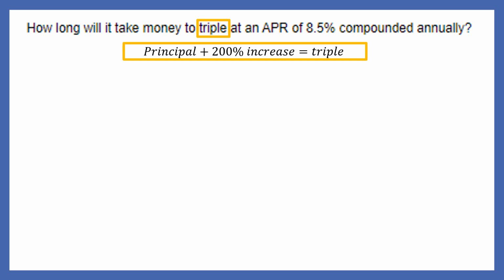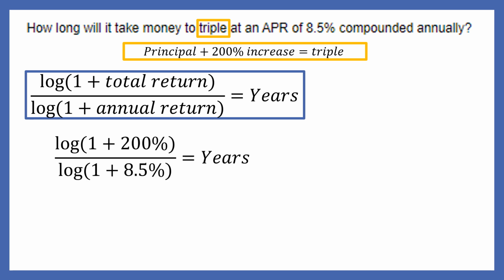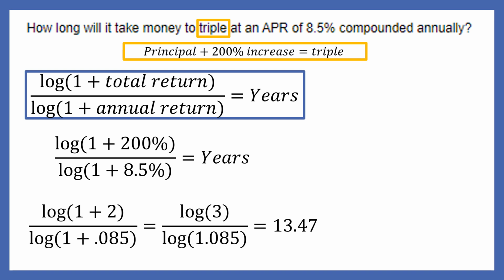So, with that being the case, I want to teach you a formula. And that's the log of 1 plus the total return over the log of 1 plus the annual return. If we do that, it'll give us the number of years it'll take. I'm going to go ahead and take this into consideration for this problem. The total return being 200%, so we have log of 1 plus 200%, and the annual return, the APR, being 8.5%. We're going to convert both of those to decimals. Well, 200% ends up being 2.0, so if we do 1 plus 2, we get 3, and the 0.085 ends up giving us a 1.085.